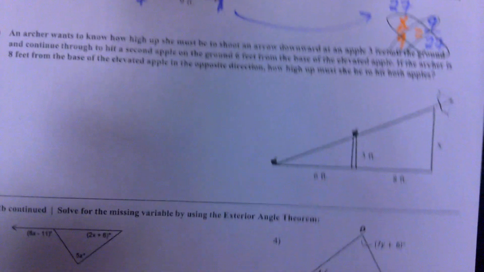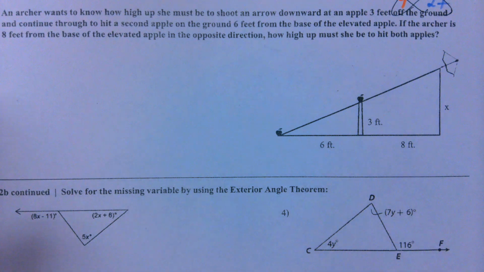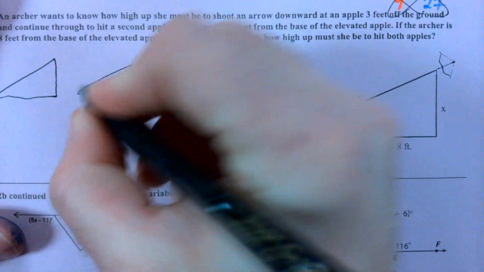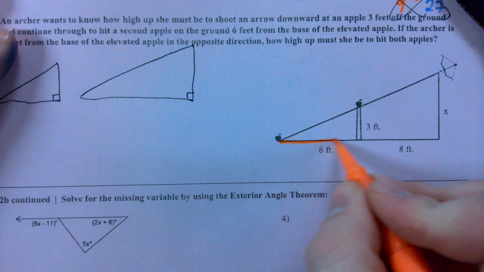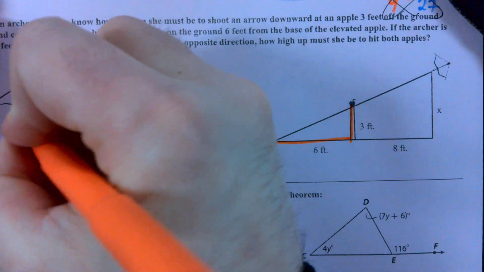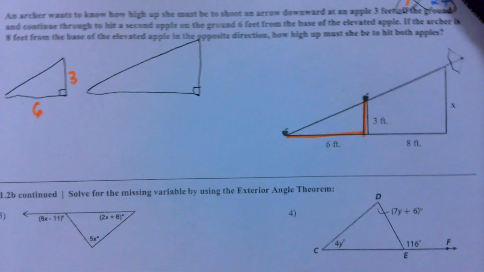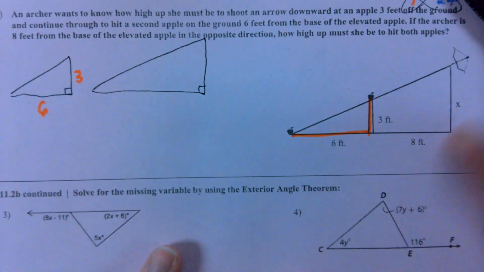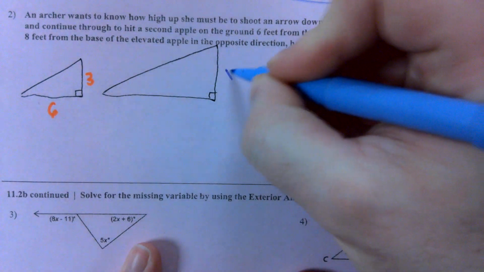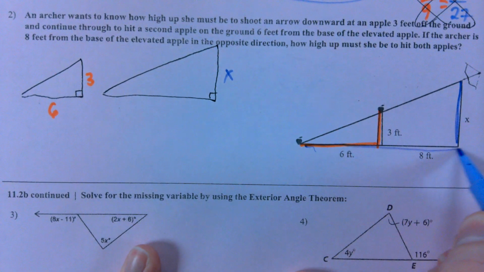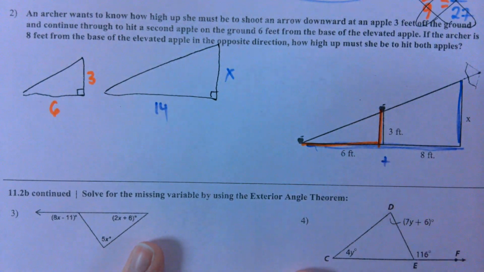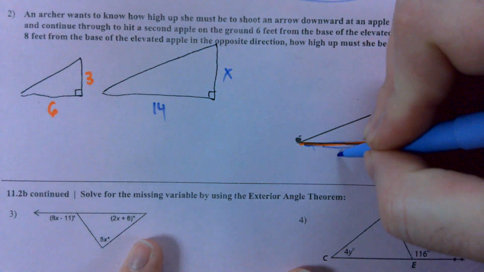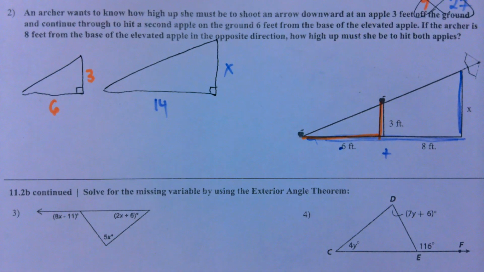Number 2, same type of situation here. Let's go ahead and break this up into two triangles, a small triangle and a larger triangle. I'll do my small triangle in orange, base of 6, height of 3. Nice and simple. And my large triangle has a height of x and a base of what? 14, right? We add 6 and 8 together, and that gives us 14.